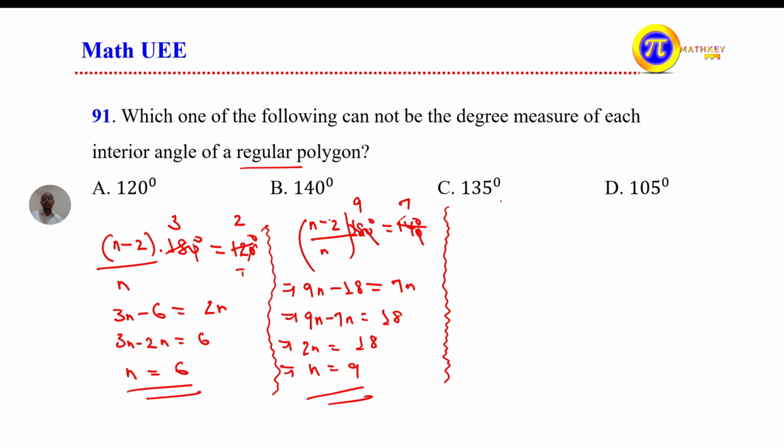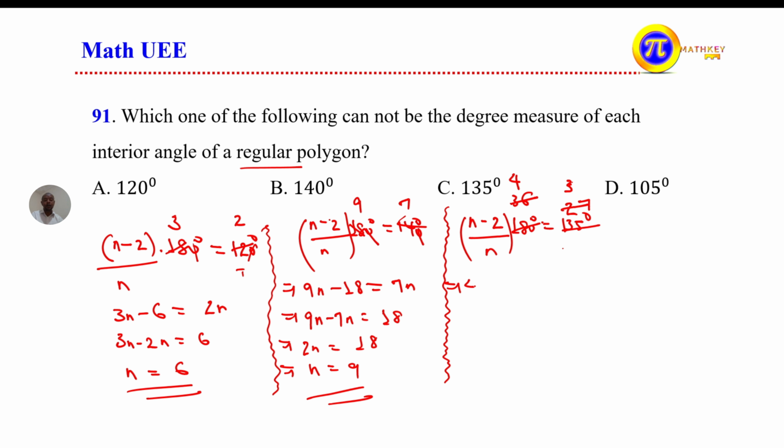Now let us consider the third, that is C. As we did before, this is (n minus 2) over n times 180 degrees, which is equal to 135 degrees. Dividing by 5, 180 becomes 36 and 135 becomes 27. Again, dividing by 9, 36 becomes 4 and 27 becomes 3. After that, let's try to solve this one.